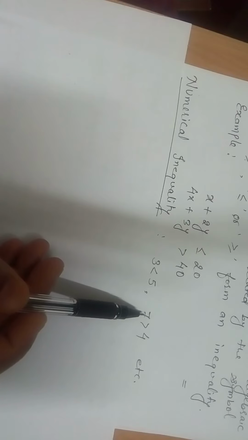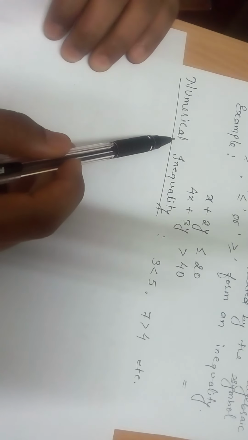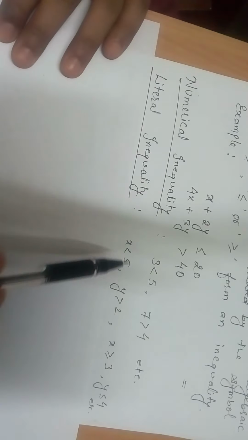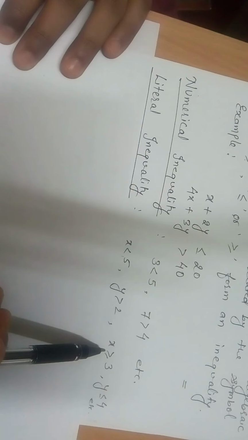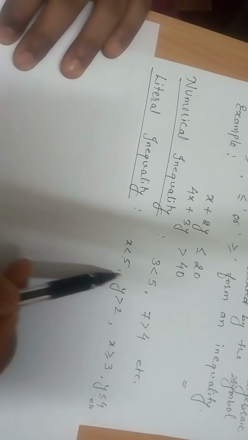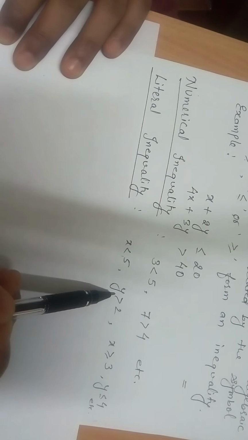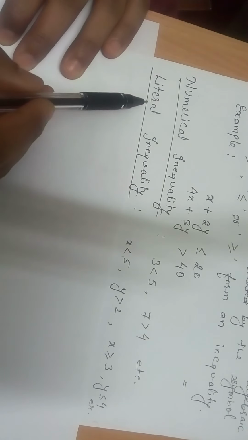Now 3 is less than 5, 7 is greater than 4. Here only numerical values are there. That's why this inequality is called numerical inequality. x is less than 5, y is greater than 2, x is greater or equal to 3, y is less or equal to 4. Here we can see there are some variables x, y other than numerical values. So these inequalities are known as literal inequalities.